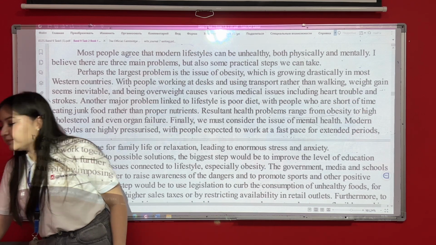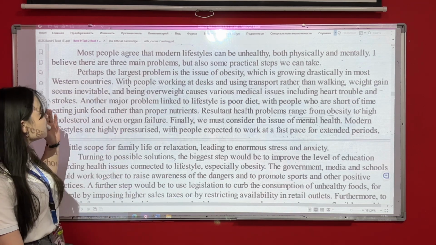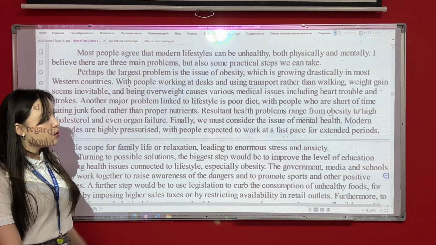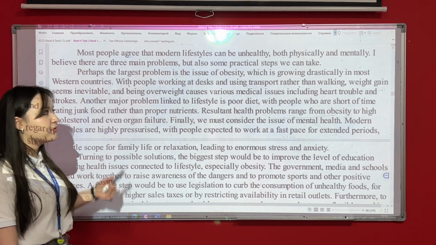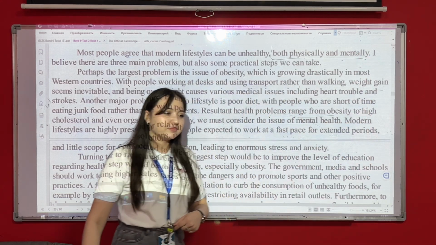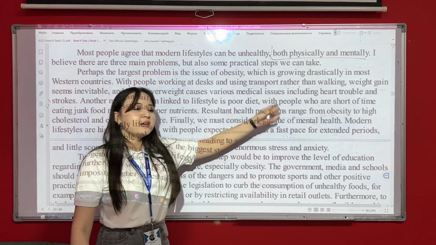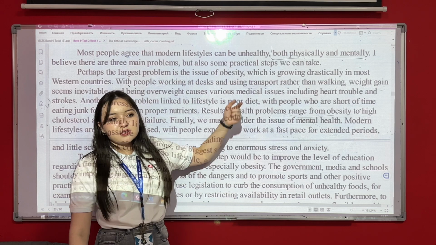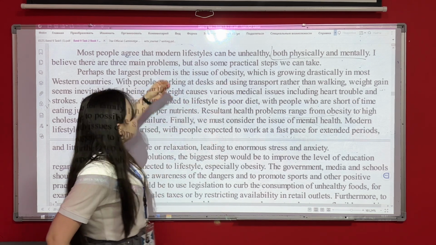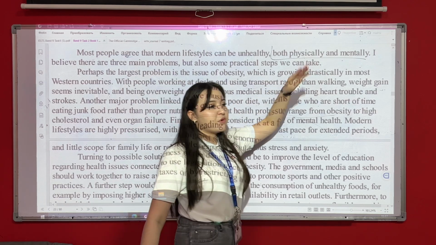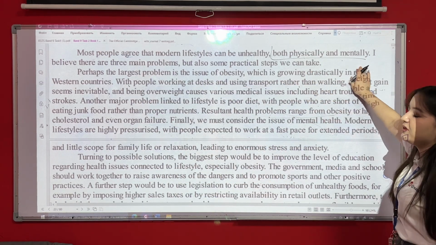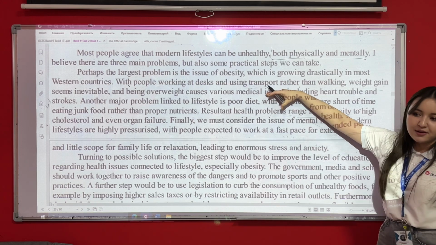Here it is. Most people agree that modern lifestyles can be unhealthy, both physically and mentally. What is this structure, guys? Both physically and mentally. И физически, и ментально. Very good. So this is the structure. For example, you could have said, right? They can be unhealthy physically and mentally. But here they said both physically and mentally, so this shows their level is higher, right?